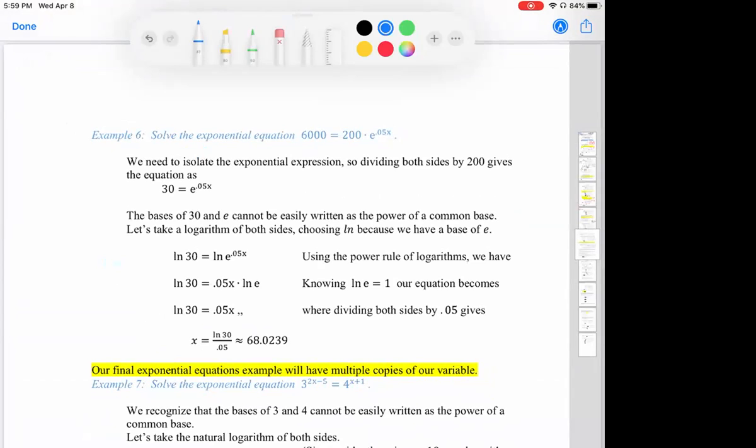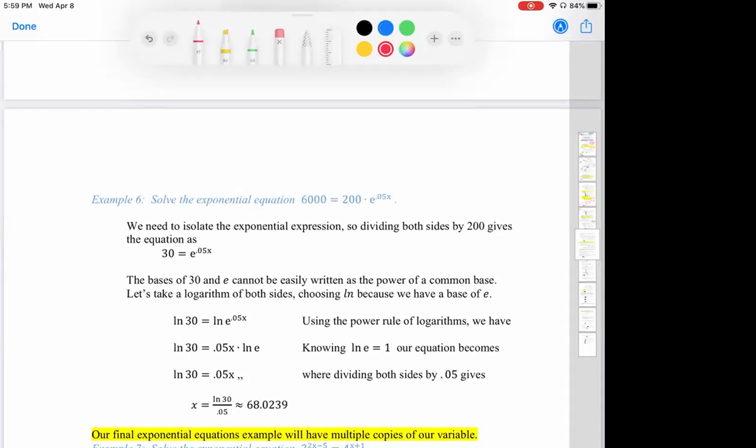Example 6, solve the exponential equation 6,000 is equal to 200 times e raised to the 0.5x. All right, we have options. So I want to get ln of e, and you don't want anything in between that because that's going to cause problems. You want this so that you can just make that go away to make that one.